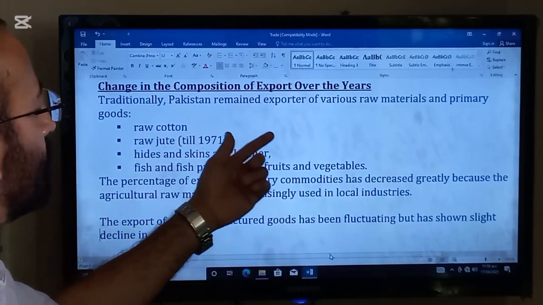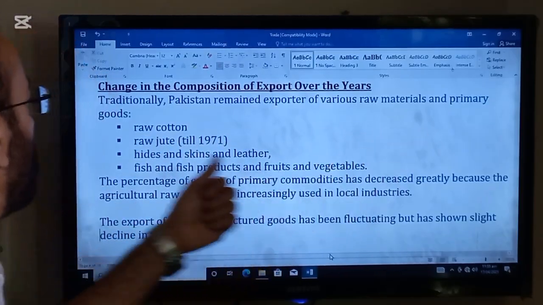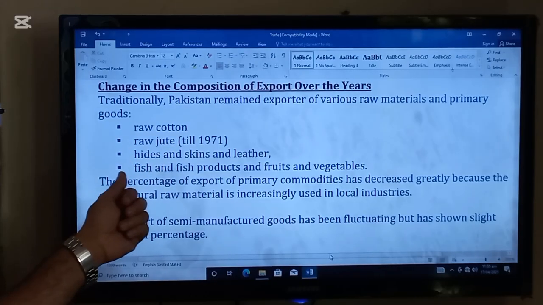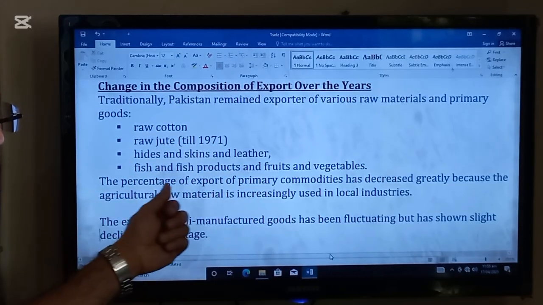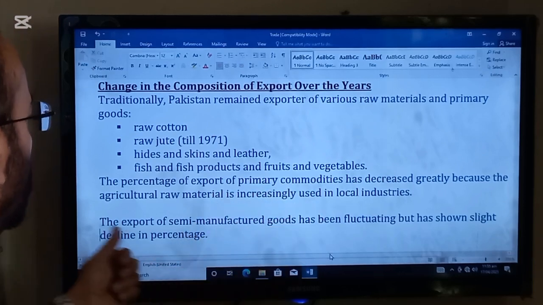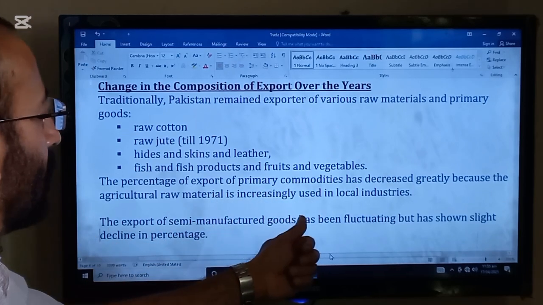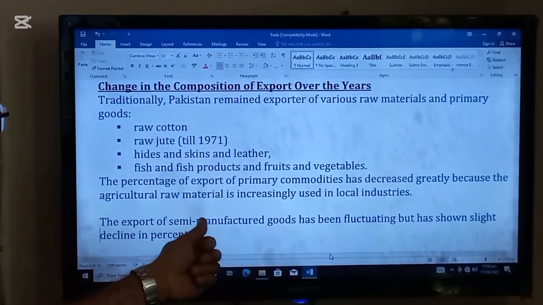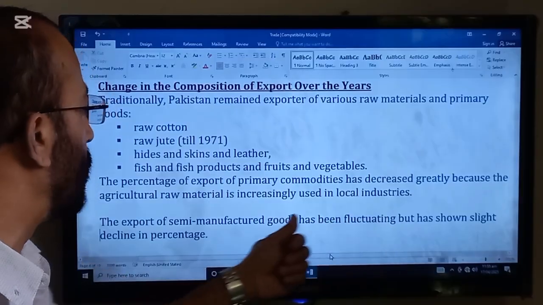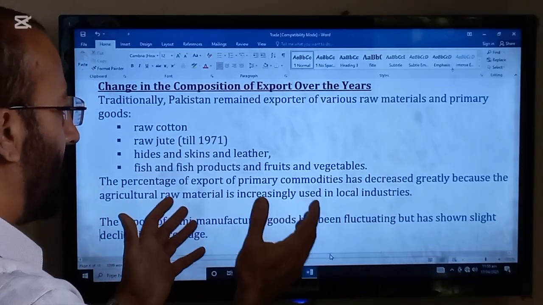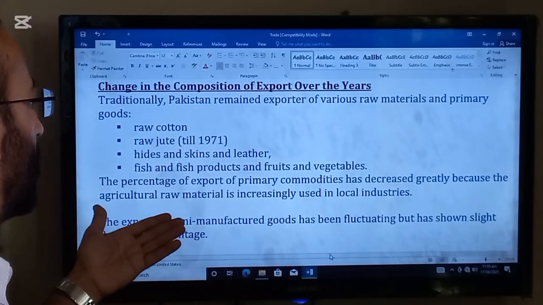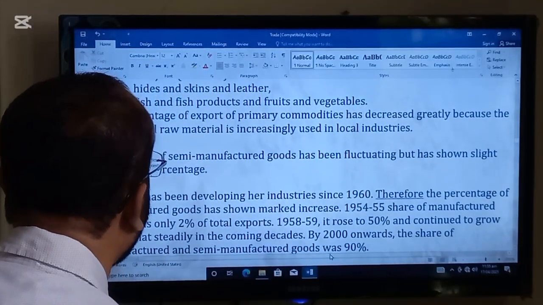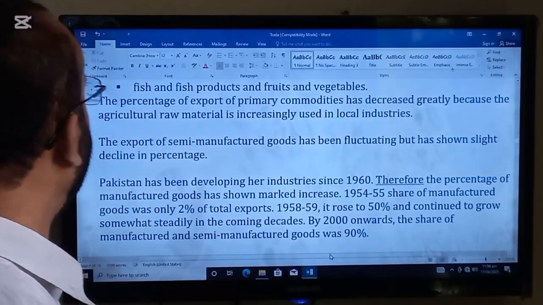Traditionally, Pakistan remained an exporter of various raw materials and primary goods, and these are raw cotton, raw jute, hides and skins and leathers, fish and fish products, and fruits and vegetables. The percentage of the export of primary commodities has decreased greatly because agricultural raw material is increasingly used in local industry. So this is the reason we are using most of the raw material in our local industries now. That's why raw material is less exported to the rest of the world now.